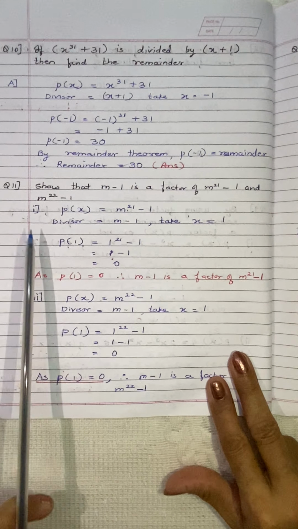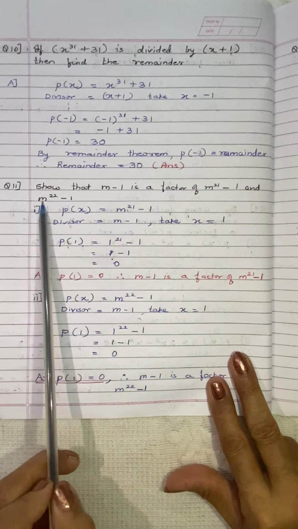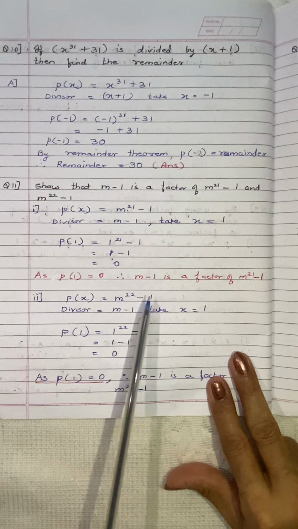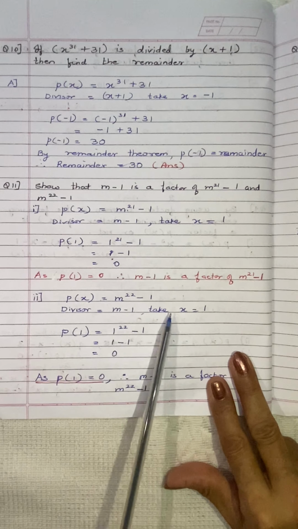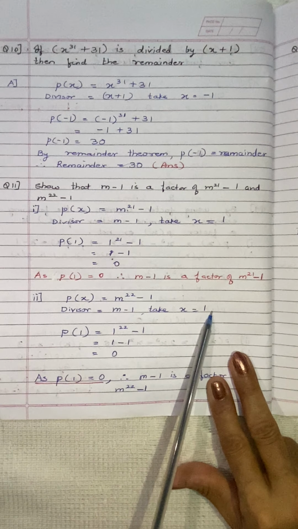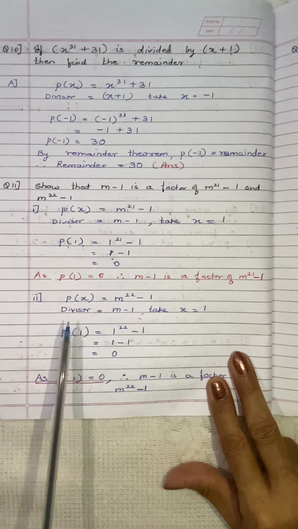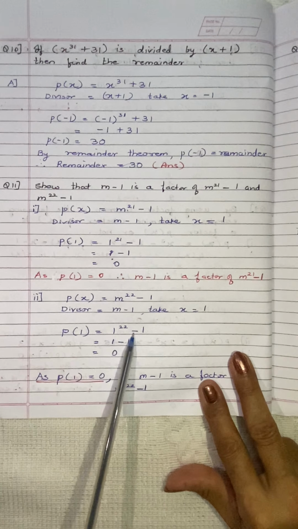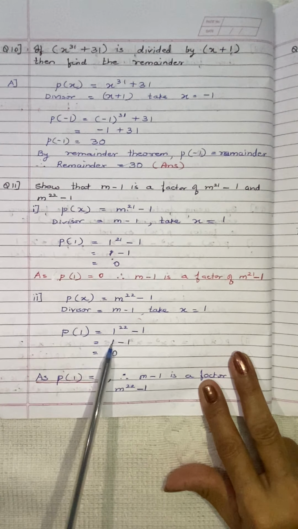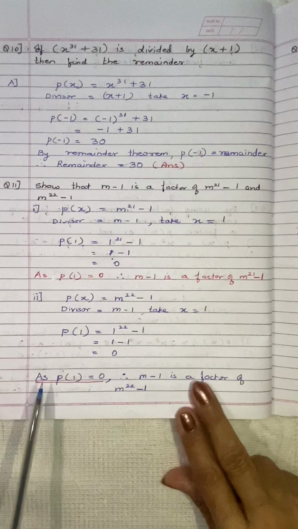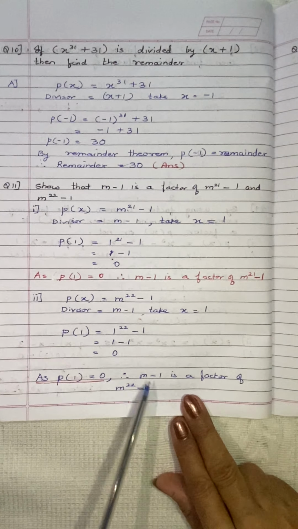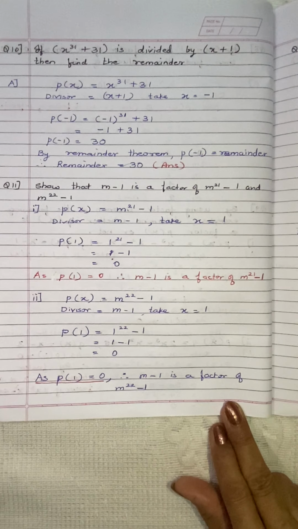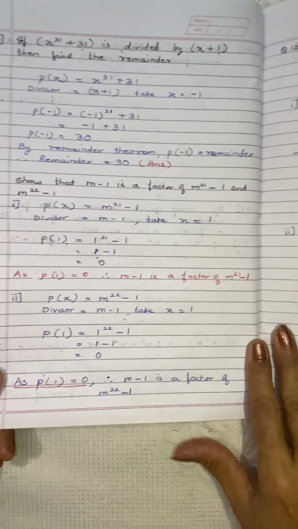Now the second part of the same question, when m raised to 22 minus 1. So P(x) is equal to m raised to 22 minus 1. Divisor is the same, m minus 1, taking x is equal to 1. So P(1) is equal to 1 raised to 22 minus 1. So 1 raised to 22 is 1, minus 1 is equal to 0. As P(1) is equal to 0, therefore m minus 1 is a factor of m raised to 22 minus 1. So we proved it.